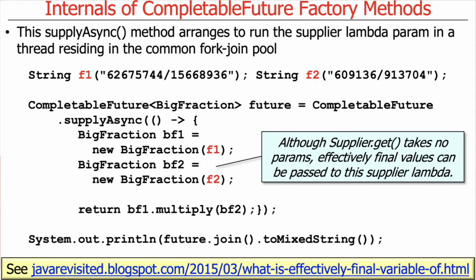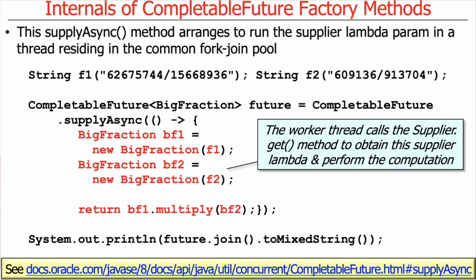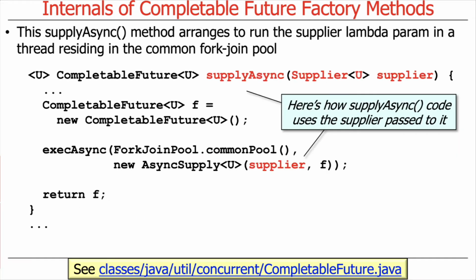Although supplier get takes no parameters, we can use effectively final values to pass these parameters, these local variables, into the supplier lambda. We talked about that before. And the way that the worker thread that's running in the common fork join pool in the background is going to invoke this operation is by calling the get method on this supplier lambda. That will then trigger this computation to take place in a background thread. So that's the wonderful late binding behavior of lambda suppliers or supplier lambdas.